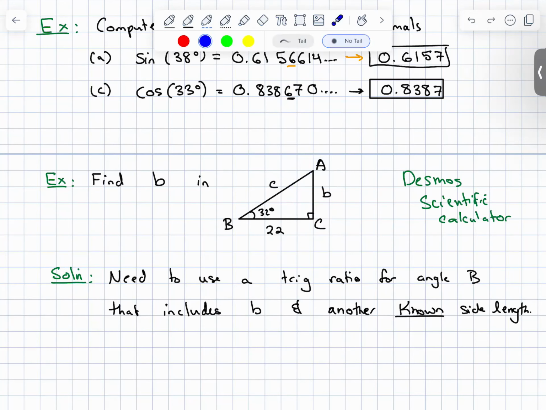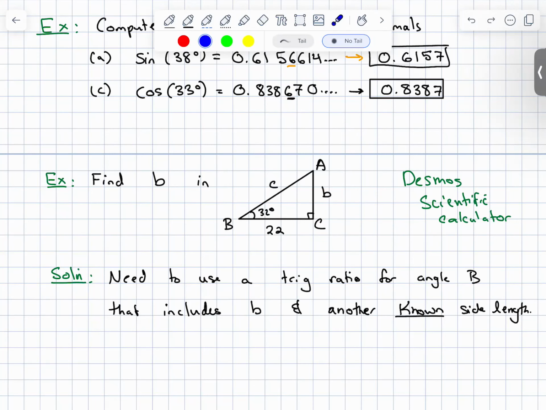So let me reiterate this one again. The reason I'm doing this is I'm going to be setting up an equation. Sine or tangent or cosine, whatever it is, equal to something over something. And if I use a known side length and I know what the angle B is, then I know what the trig ratio is going to be, like what the sine, or tangent, or cosine of 32 degrees is. I'll know the 22, and then I'll be able to solve for B. So what should we do?